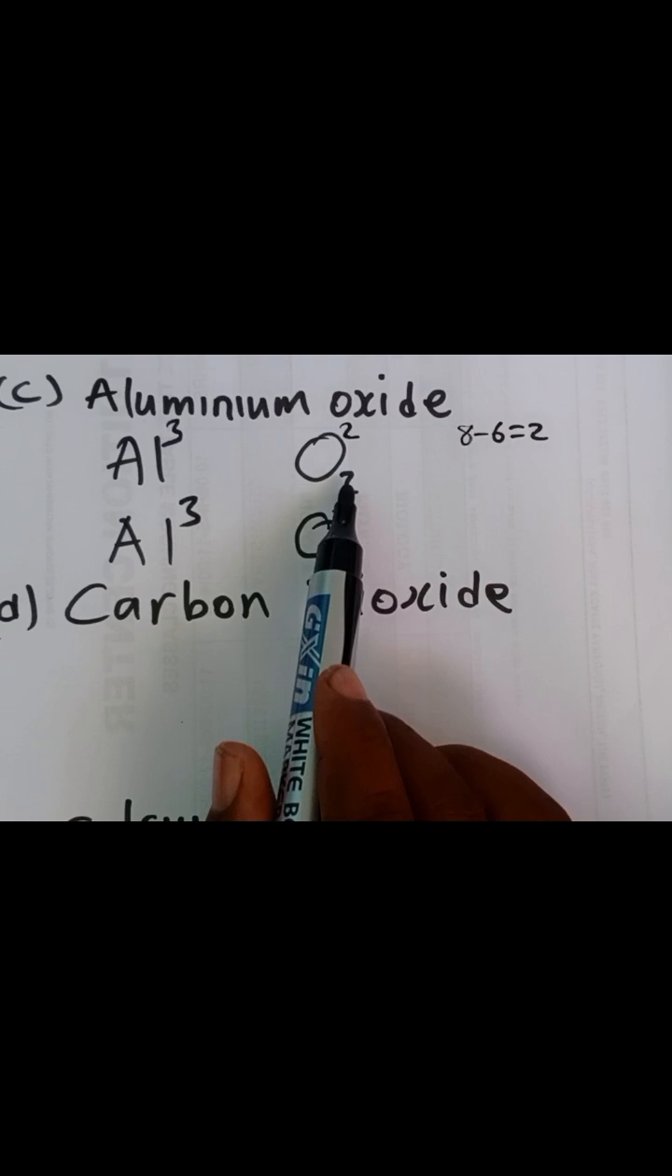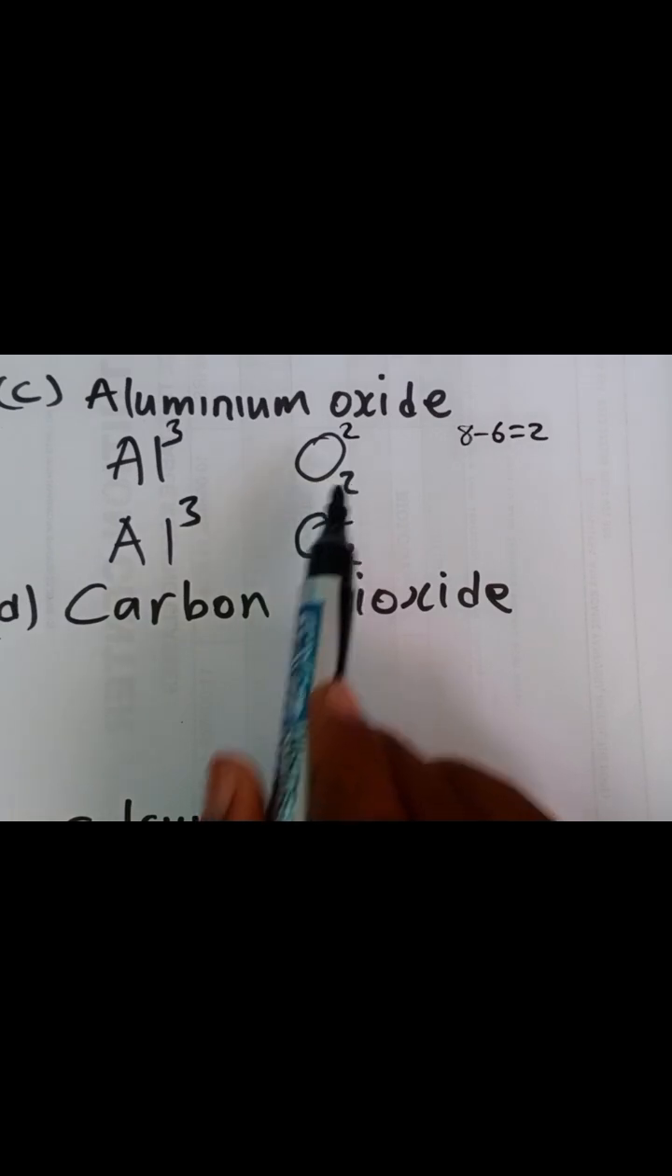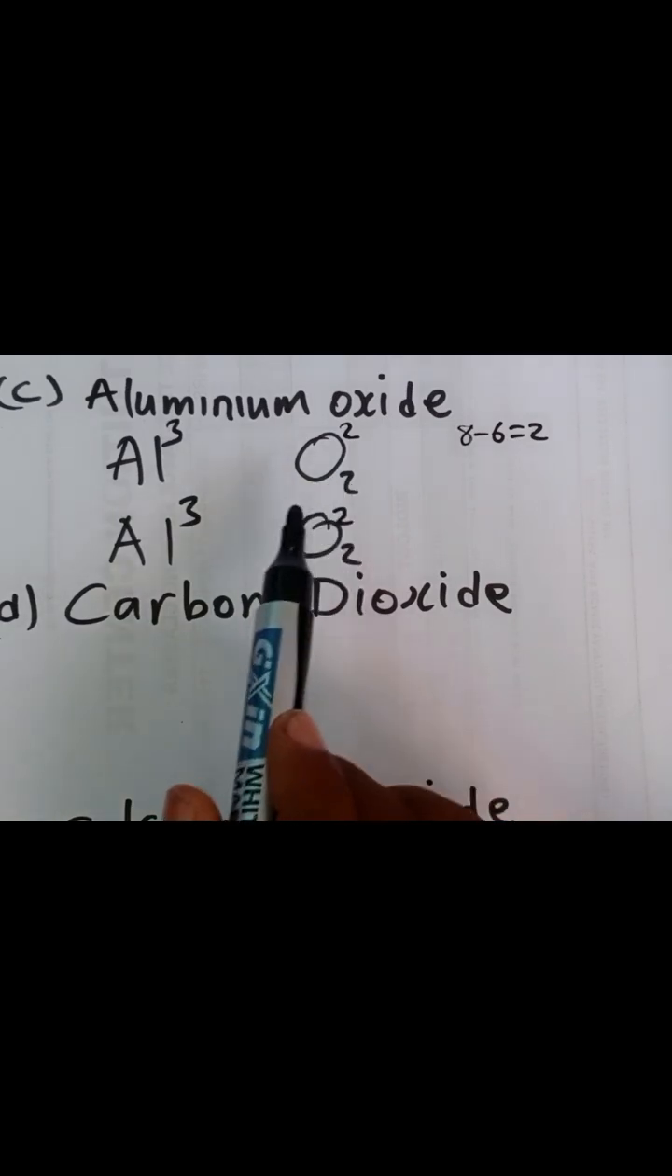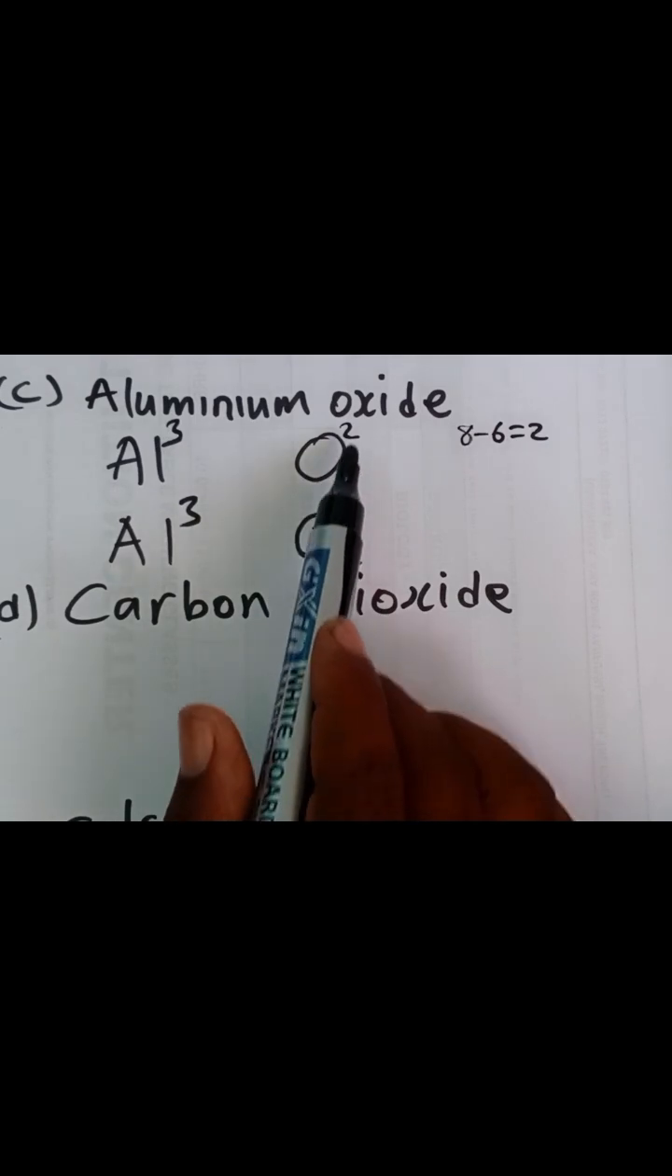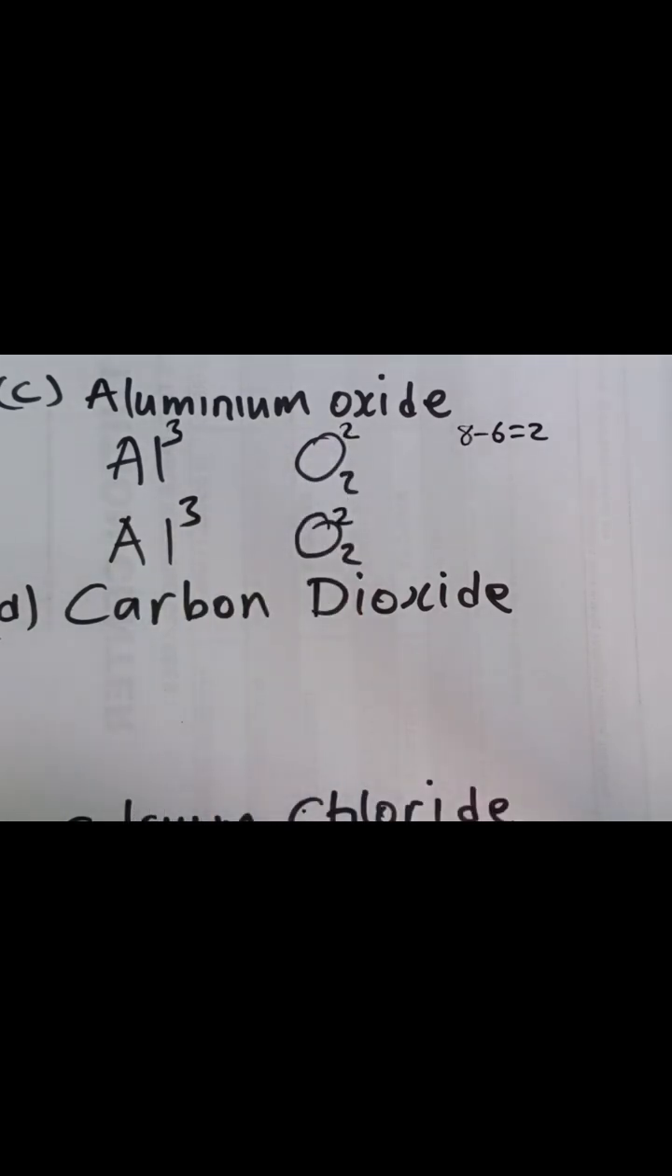So don't be confused with these two. This is the formula for oxygen. The chemical formula for oxygen is O2. But this 2 is a valence number. How do we find the valence number of a non-metal? We say 8 minus the group number of that non-metal. In this case, oxygen is coming from group 6. So 8 minus 6 is 2. That is the valence number.